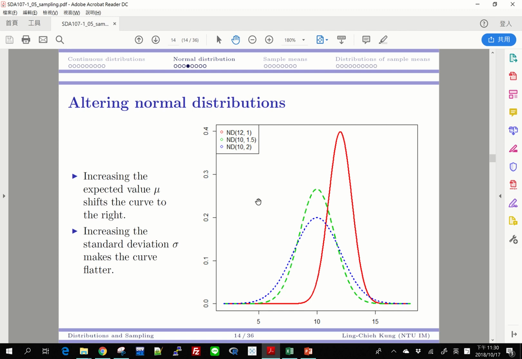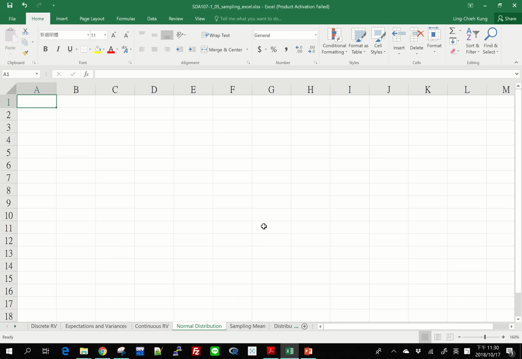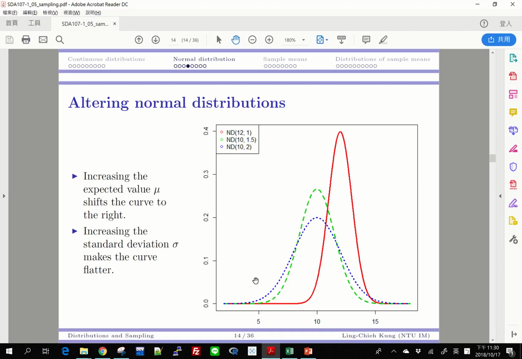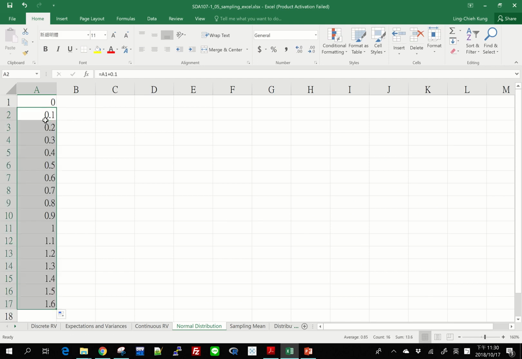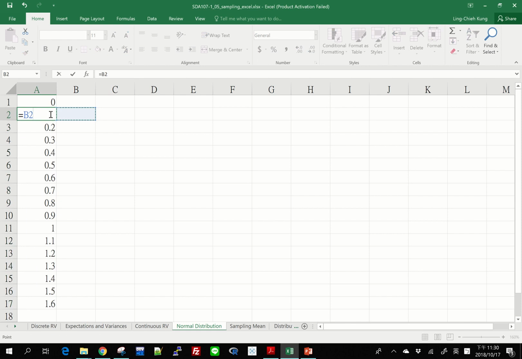Okay, let's see how to get PDF values from Excel, and whether we may verify whether these values are right or wrong. When we want to do this, we're talking about possible values from 0 to 20. So I'm going to get a set of values from 0 to 20. How about I just use 1 as the interval.